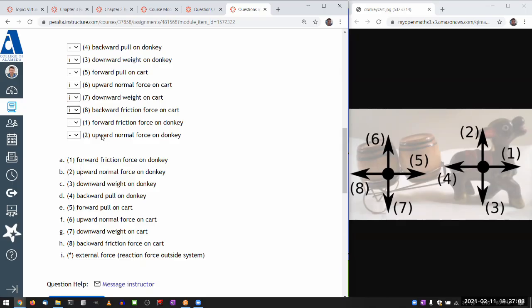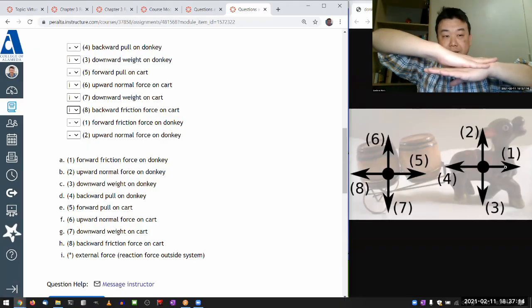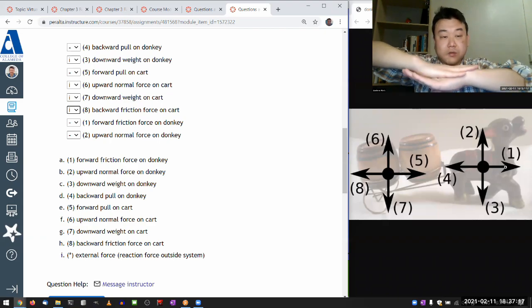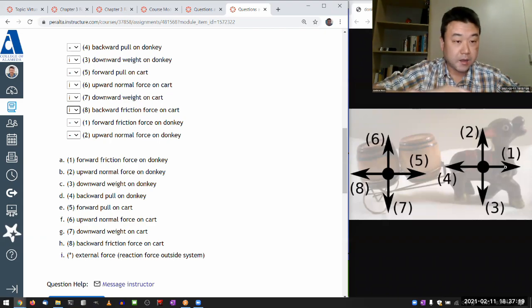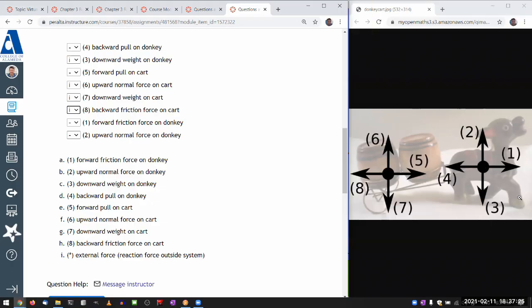Let's keep going. Forward friction force on donkey. Oh, yeah. This is how we walk around, really. When we are walking, imagine this is my foot, and the way I move is I'm actually pushing the ground back, and the ground pushes forward on me. So this forward friction force is a force of interaction between the foot of the donkey and the ground. So the ground is what's exerting that force, and okay, that's an external force. Upward normal force on donkey, that's an external force for the same reason. So quite a few external forces.